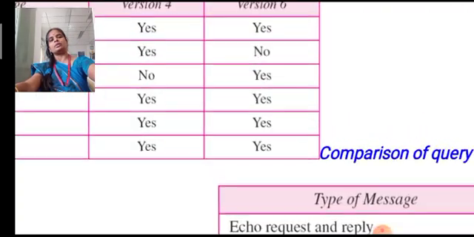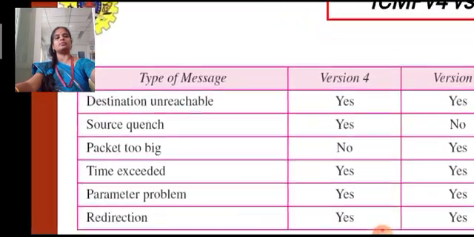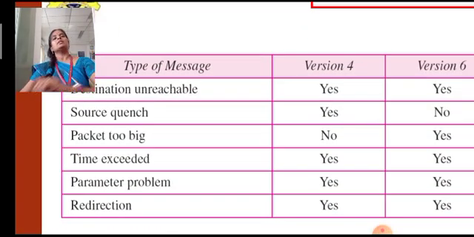And now the last part: a comparison of the types of messages available in version 4 and version 6. Comparatively, destination unreachable, time exceeded, parameter problem and redirection are available in both version 4 and version 6. But source quench is not available in version 6, and packet too big is supported only by version 6 and not by version 4.